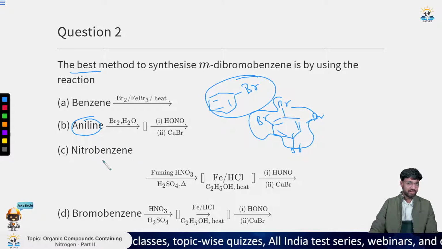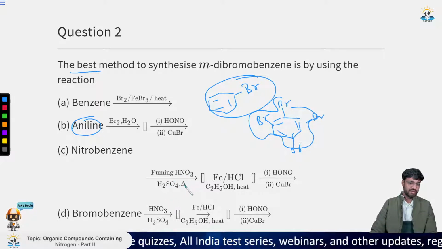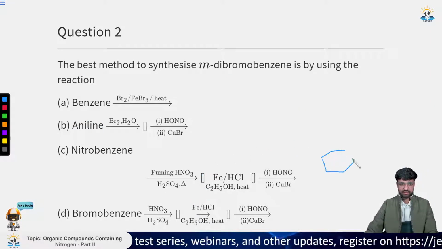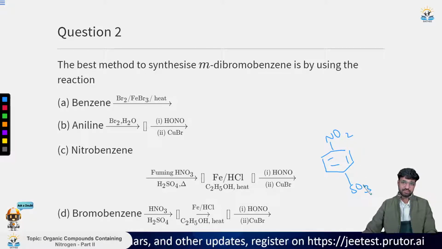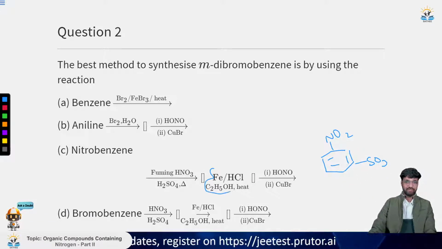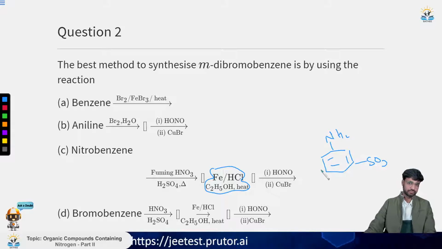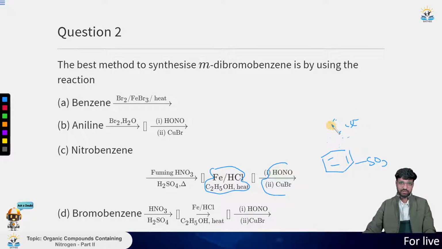Then we can have nitrobenzene also. Nitrobenzene is reacted with HNO3 and H2SO4, and you will get, sorry, a nitrated product at the meta position. Then we have Fe/HCl, which will just reduce this to give you NH2. Then again HNO2 will give you N2+ Cl-, and then bromine. So it is also not the required answer.